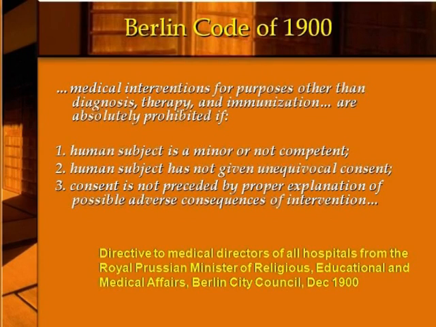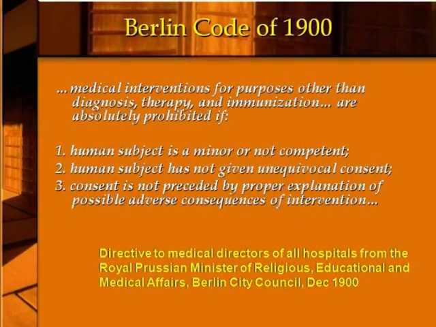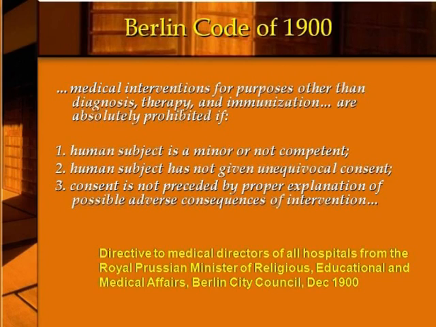Now, in 1900, this was actually related to the Neisser case, which was also just 2 years before that. The German government came out with the Berlin Code of 1900, and here they distinguished therapeutic and non-therapeutic research. But the regulations that they brought were for non-therapeutic research, and they were based on the principle of autonomy and informed consent also. So it was actually a directive to all medical directors of all hospitals from the Royal Prussian Minister of Religious, Educational and Medical Affairs. And as you can see, they already talked about a human subject being a minor or non-competent. You cannot do trials on such persons. You cannot do it if they have not given unequivocal consent, and there should be a proper explanation of the adverse consequences.